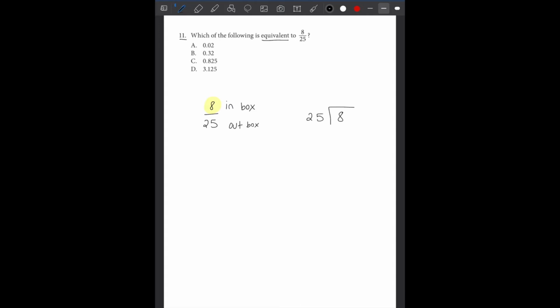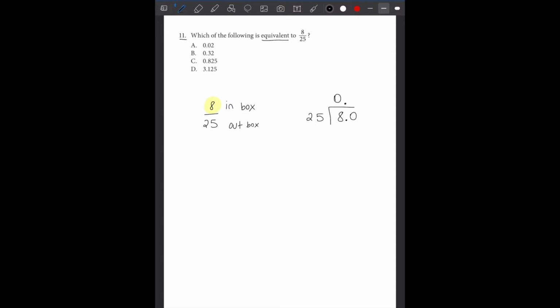So we're going to set up our problem like this. We know that 25 cannot go into 8. So we have to add a decimal here and a 0. We're going to add a decimal here as well. And if you want, you can add a decimal there as a placeholder. So after we set this up, we can determine if 25 can go into our new number 80. Can it? Yes.